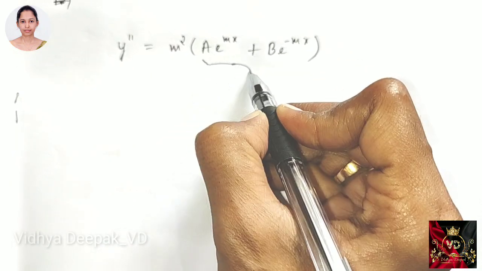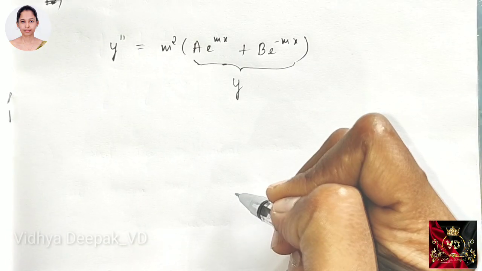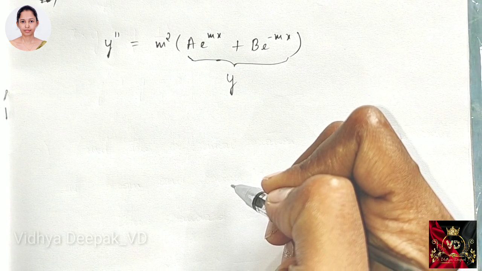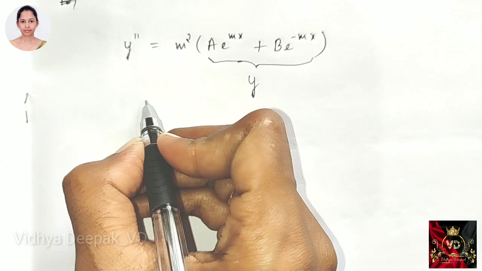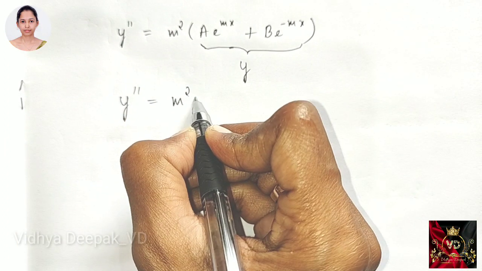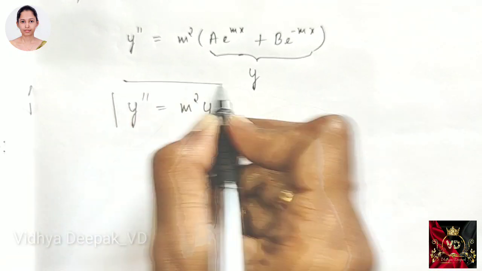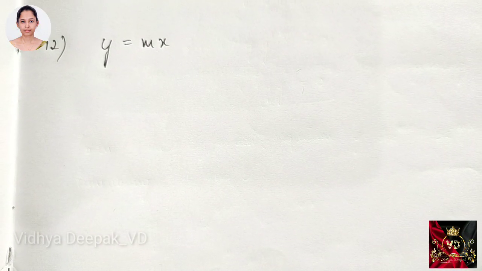If you remember, this is nothing but your question, y is equal to. So we can substitute a e power mx plus b into e to the power of minus mx as y. So what do you have? You have y double dash is equal to m square into y, which is your required differential equation. Let's get into our next question.